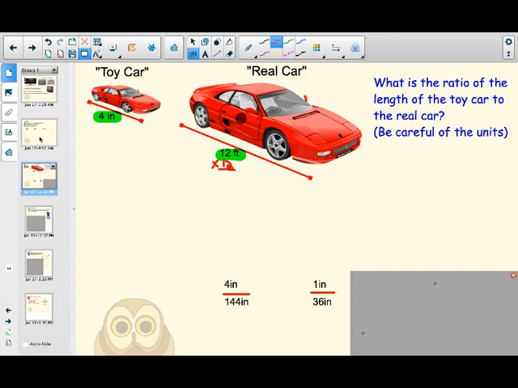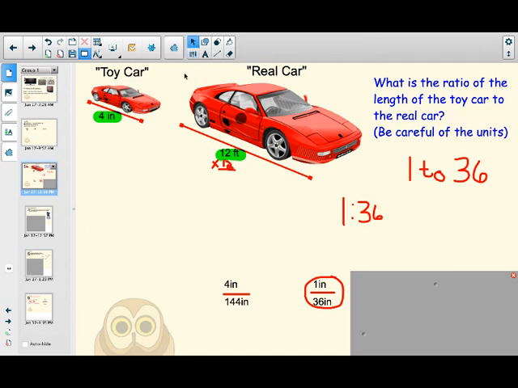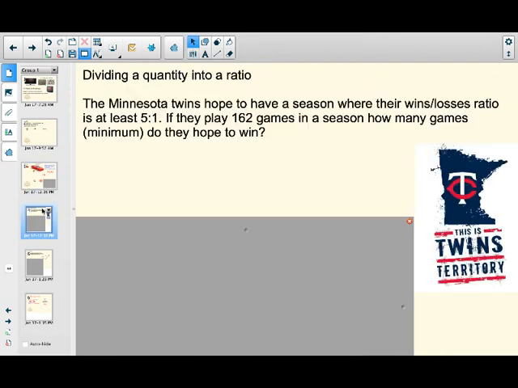Again, you're welcome to write it in any way that you like. We have 3 options here. Either like this, A over B. We could also write it like this, as 1 and 36. And then we also can write it like this, 1 to 36. So there's one example here. So we're going to move on to the next one.